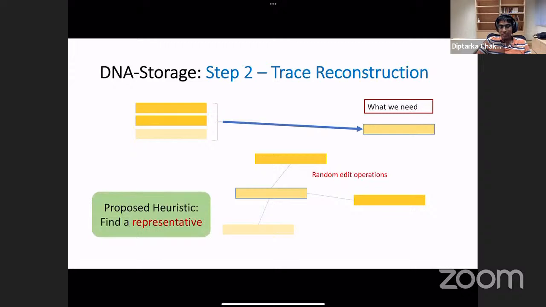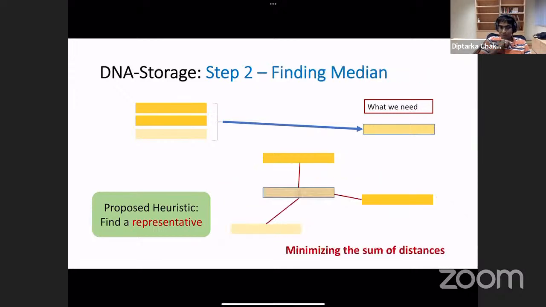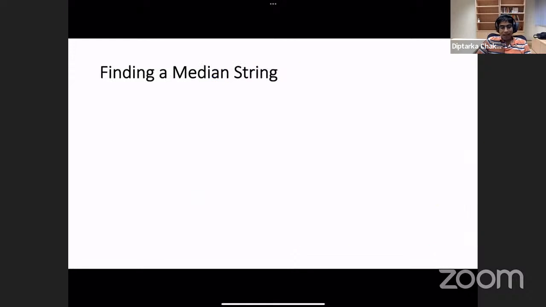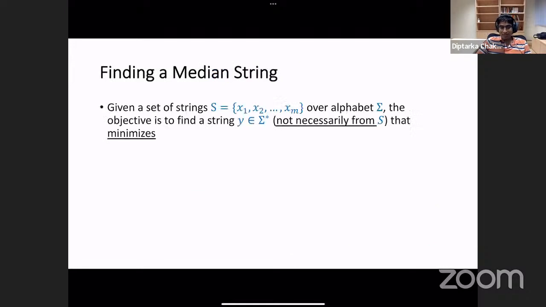So what they do is find some kind of representative. This is what the unknown string is, and that is what I want to recover. And I am given only these noisy traces. So people use some heuristic to find a representative, and they just believe that most likely that representative should be the same as the unknown one. And one way to define a representative is a string that minimizes the sum of distances. And that defines the notion of median.